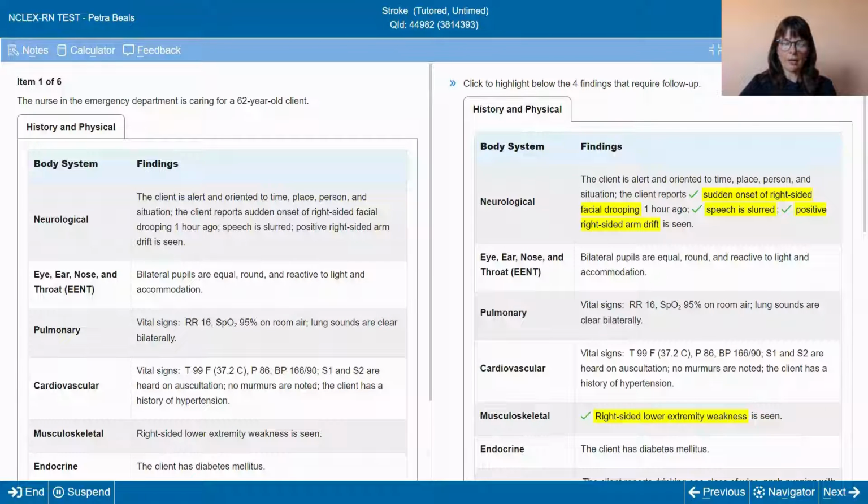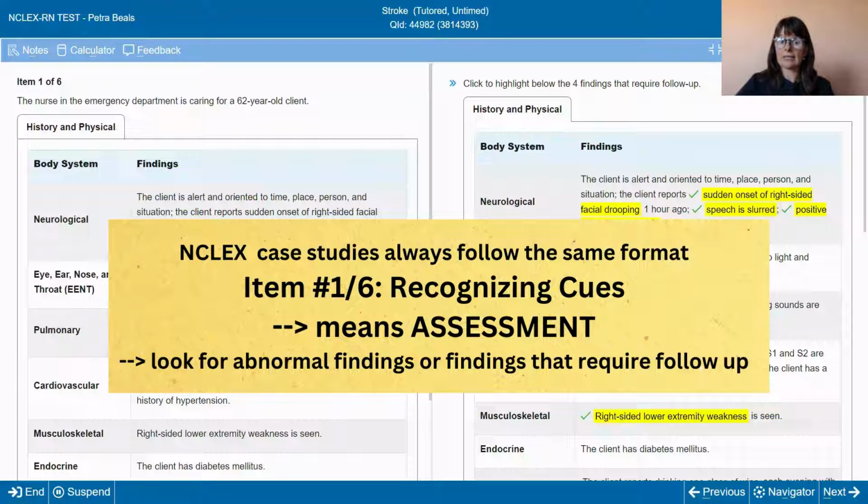So here I am on the screen of the NCLEX RN test on UWorld. This is item 1 of 6 of the case study question that we're going to go over. And remember, we're always going to have the same 6 kind of questions on these case studies. So this first one will always pertain to some sort of recognizing cues or assessment, as if we would refer it to the nursing process.